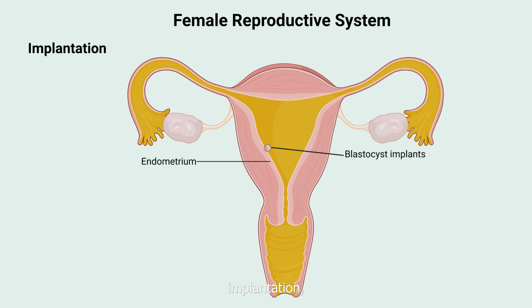After implantation, the blastocyst produces pregnancy hormone that tells the ovary to stop producing eggs. This marks the end of early embryogenesis.